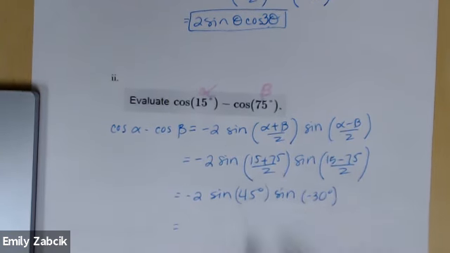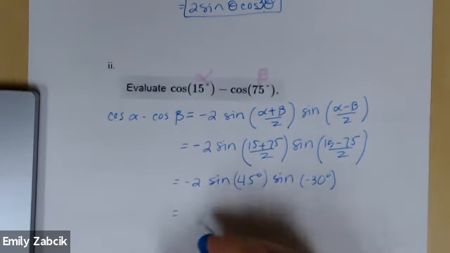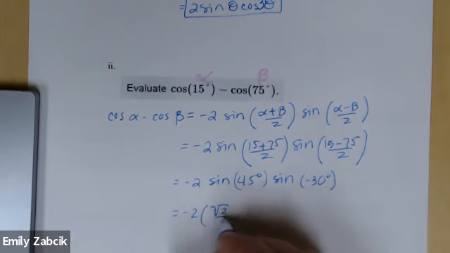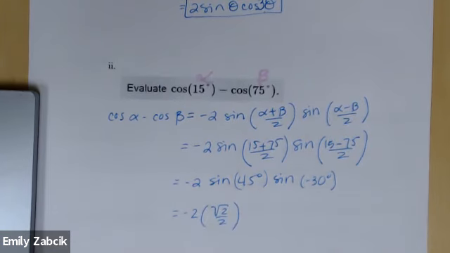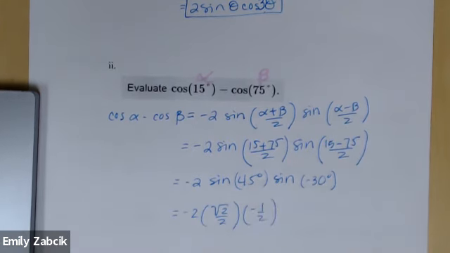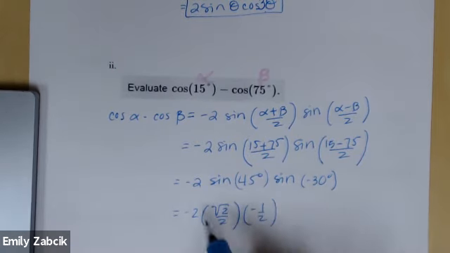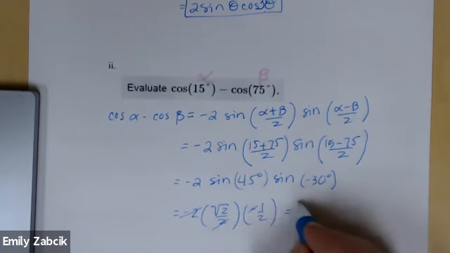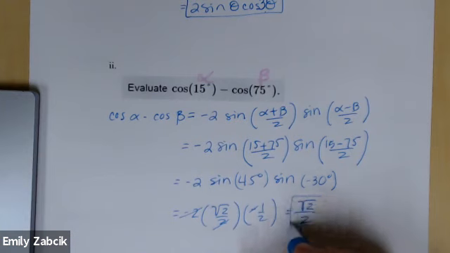Now, if you think about your trig circle, sine of 45 is just square root of 2 over 2. Sine of negative 30 is negative 1/2. And then the negative 2 is going to cancel with this 2 and this negative. So this gives me square root of 2 over 2.